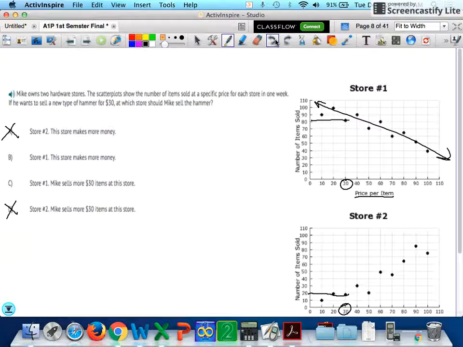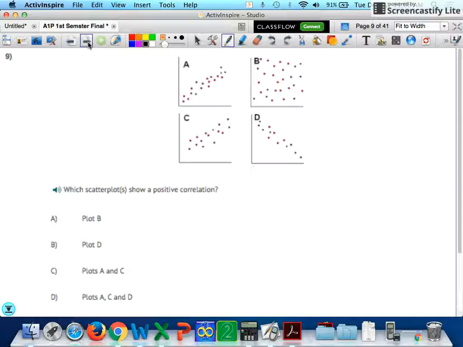So the reason you want to choose store 1 is not because it makes more money. It's because he sells more of those low-cost items. That's the tricky part to me of that problem, is the reasoning, okay? But even if you could just get down to store 1, you've got a 50-50 shot, and that's better than a 1 in 4 shot, okay? So use your test-taking skills.